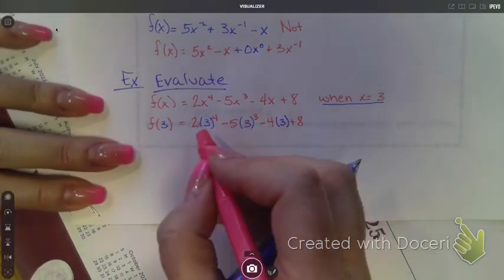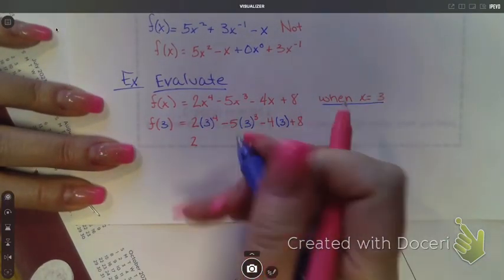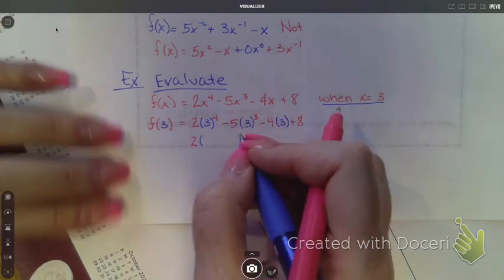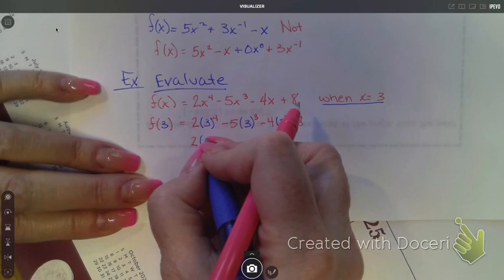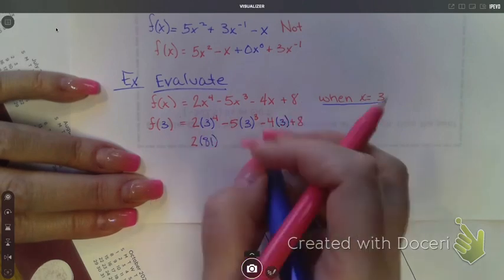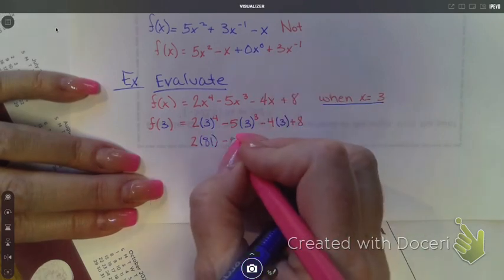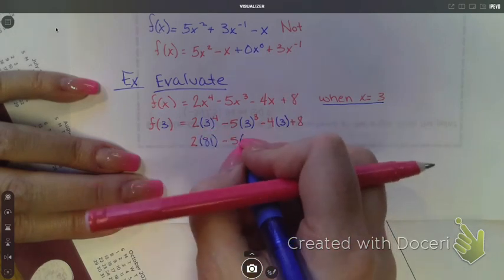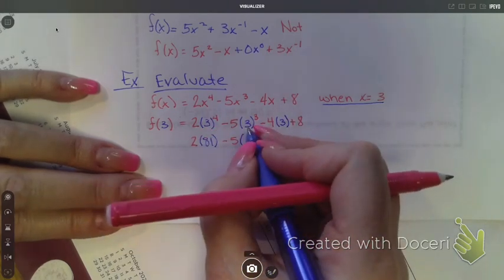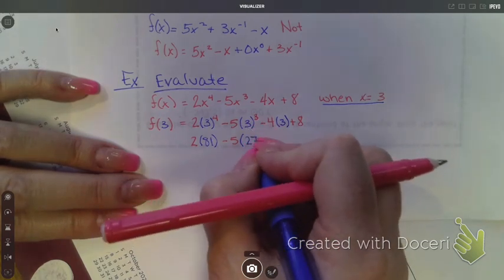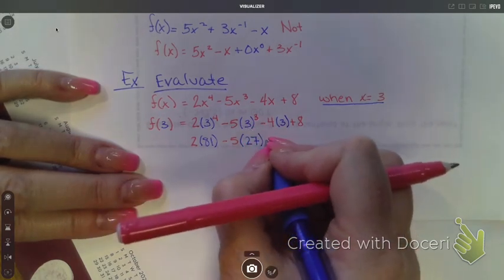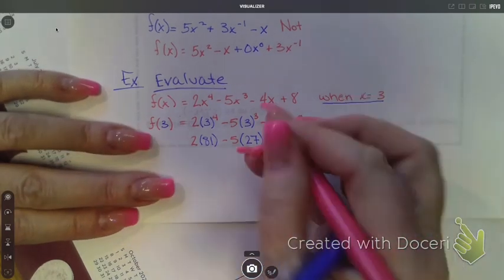So I need to do this math. So I have 2 times, well, 3 times 3 is 9. And 9 times 9 is 81. Minus 5 times 3 times 3 is 9, times 3 is 27. Yes, you should know that one.